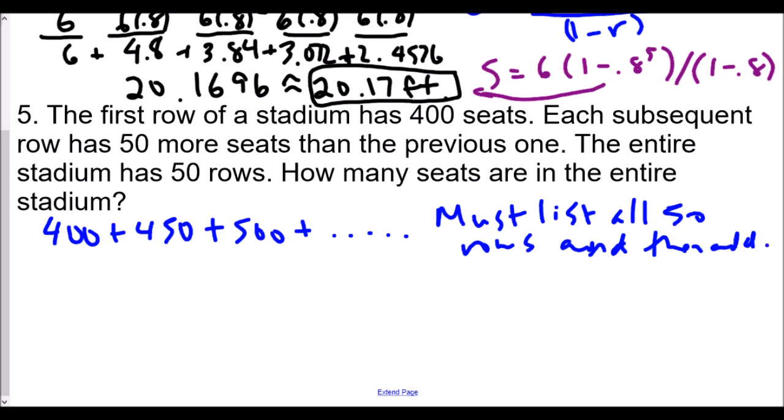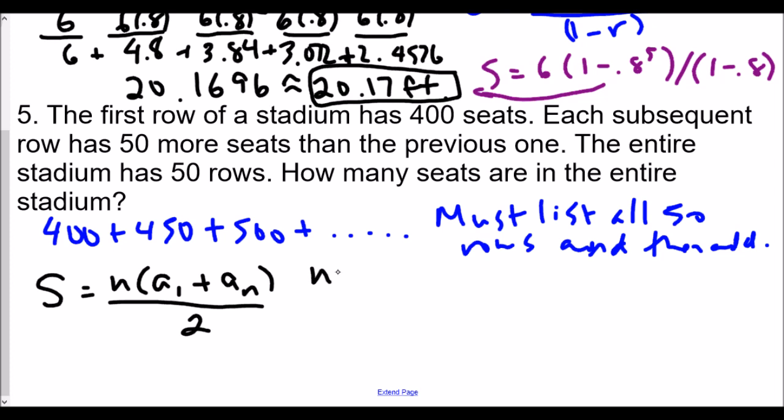There's our sum formula for arithmetic series. So our sum formula is different from geometric. Our sum formula is n times a1, which is the number of seats in the first row, plus a sub n, the number of seats in the last row, all over 2. Now we know n, the number of rows, is 50. We know the first row has 400. What we don't know is what the last row is going to be.